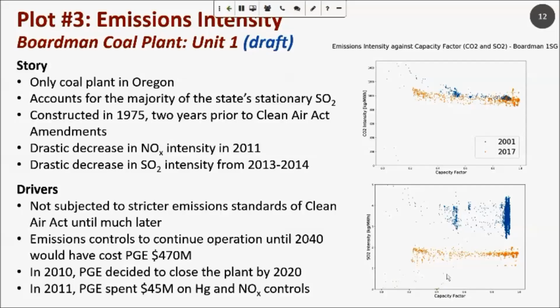And as a result, when Portland General Electric had to make a decision about how long they wanted to operate the plant for, they had to weigh either spending $500 million on emissions controls that would allow it to operate until 2040, or installing significant emissions controls that still came at a steep cost, but not as steep, and would allow the plant to close a little bit earlier. So PGE decided to close the plant by 2020 and spent $45 million on mercury and NOx controls.